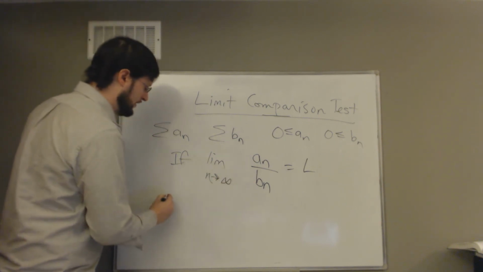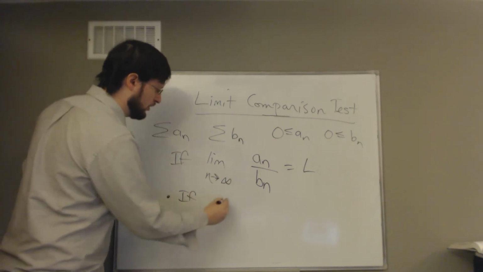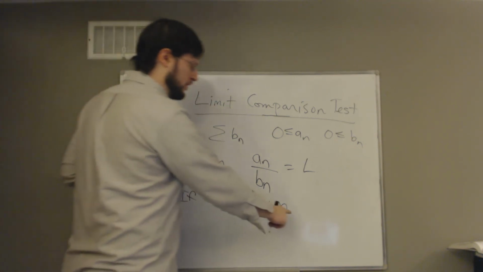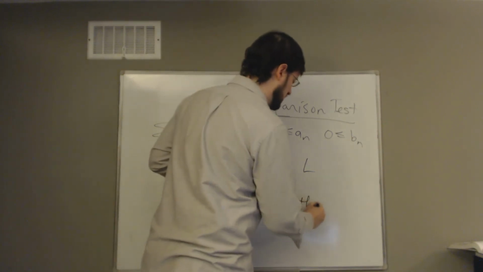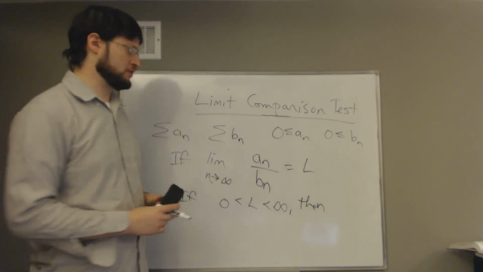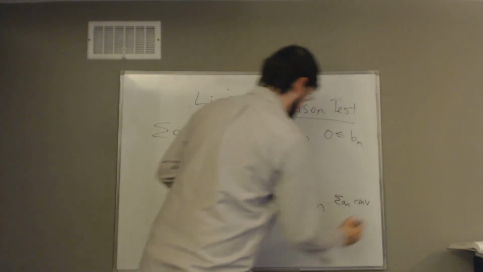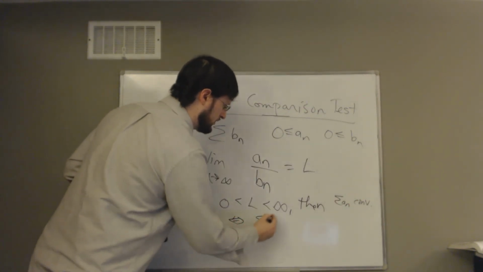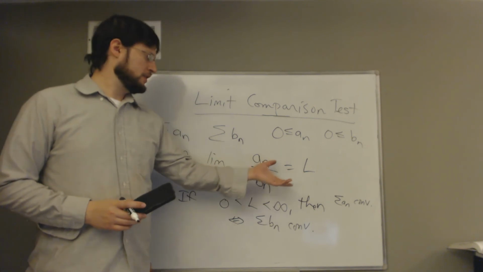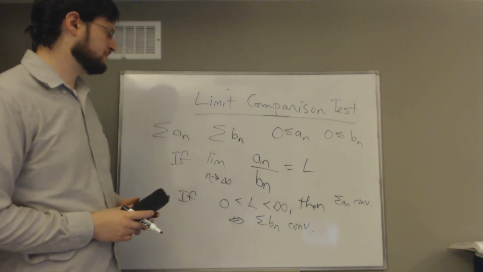So then a couple of things could happen. If L is finite but not 0, so it's above 0 and also below infinity, then an and bn both have the same property as far as convergence goes. Then the series sum of an converges if and only if the series sum of bn converges. So if this limit is finite, then they have the same convergence property. Either they both converge or they both diverge.